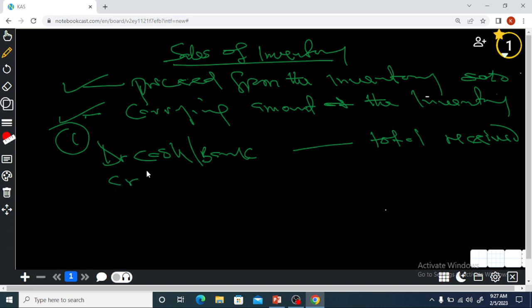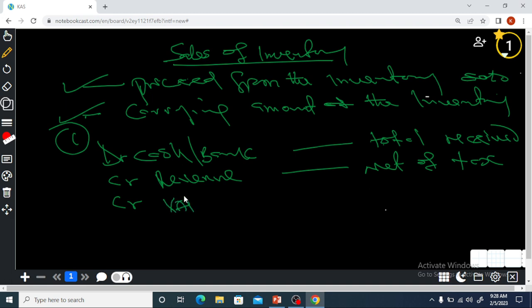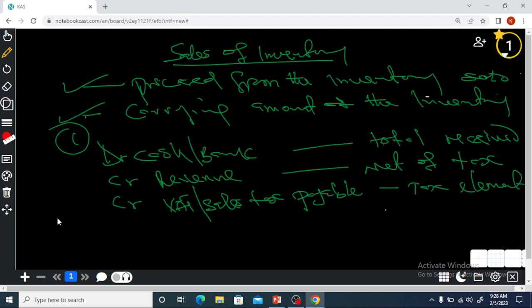Then you are now going to credit your revenue. Is it with the same amount? No. Here you are going to record it net of VAT. That is your selling price, net of tax, the only selling price. Then the difference, which is your tax element, you are now going to take to the VAT or sales tax payable account. This is the first entry you are expected to do. You are recognizing the sales.